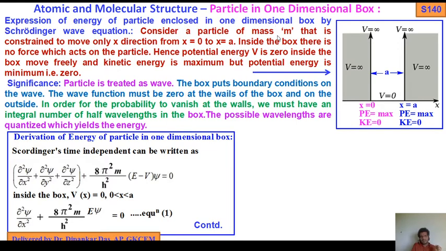Now consider a particle of mass m that is constrained to move only in the x direction, from x equals 0 to x equals a. Consider a particle having mass m that is constrained to move only in the x direction, from x equals 0 to x equals a.